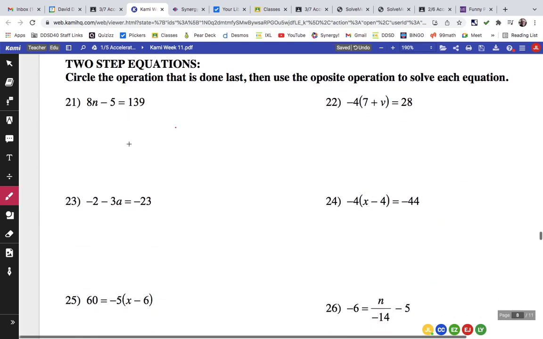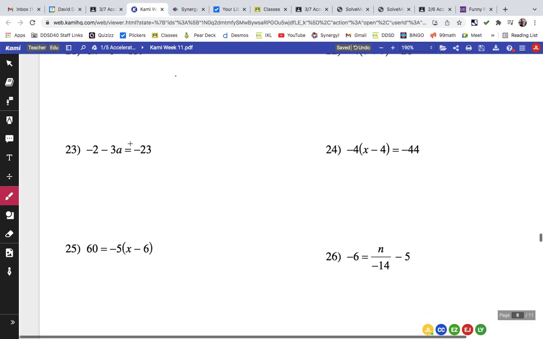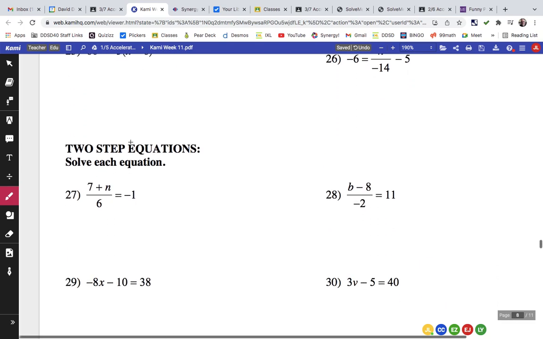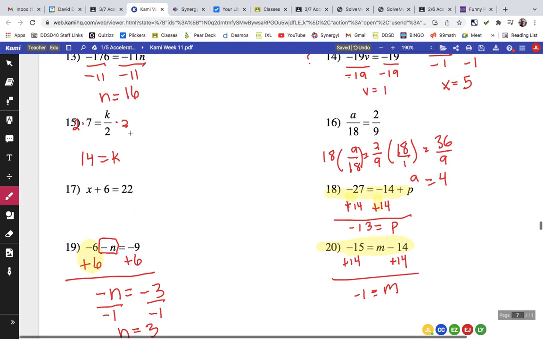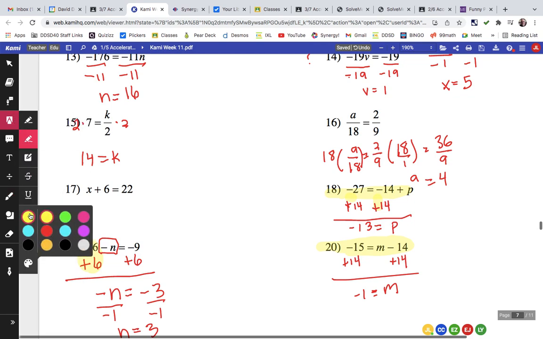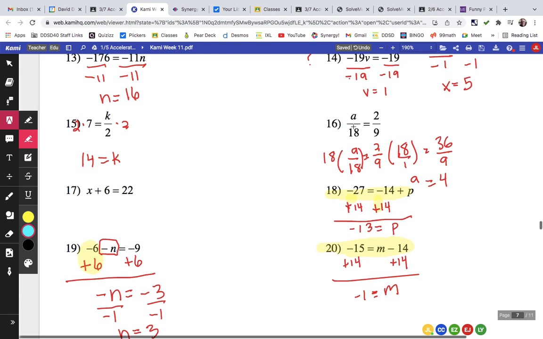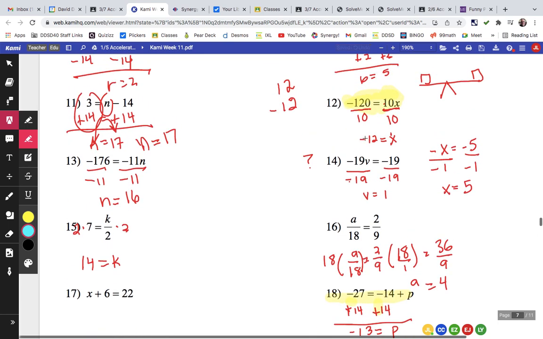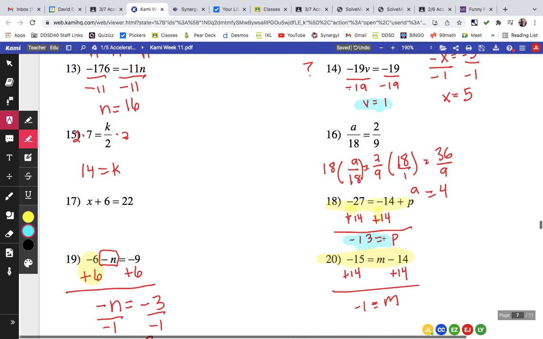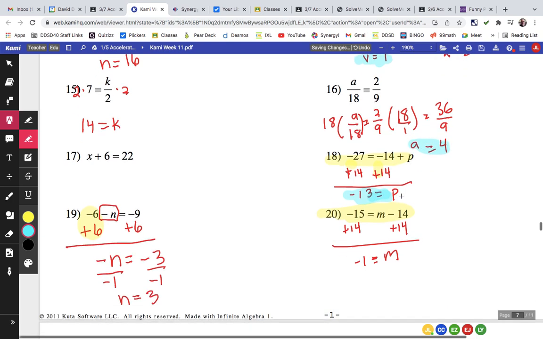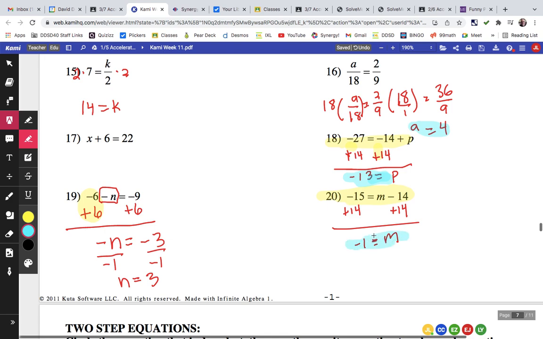See if we can find a few more. We didn't really, we're going to move on to these tomorrow and the next day, some of the more challenging ones. So you can just take a look at some of the answers right here. I'll highlight a few of them. So on this one over here, x is equal to negative 12. Here, v is equal to 1. Here, p is equal to negative 13, a is equal to 4, and m is equal to negative 1.